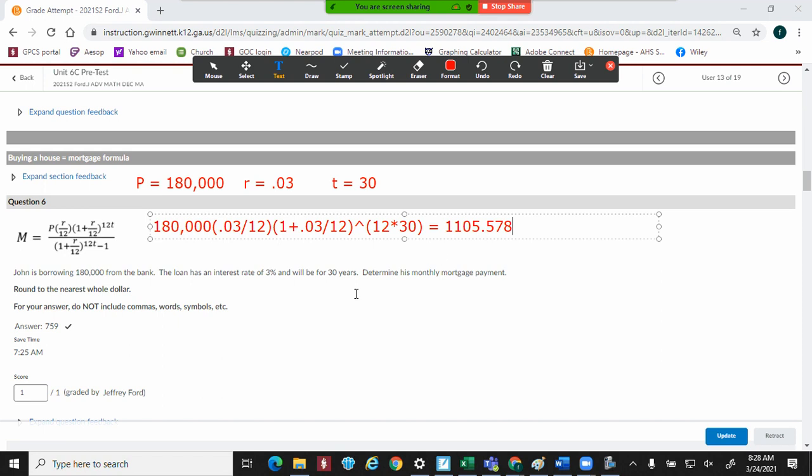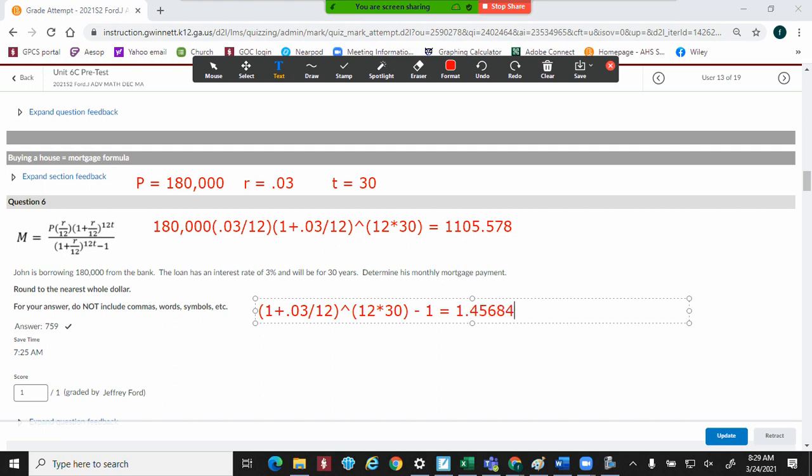Okay? Now, my denominator is going to be parenthesis 1 plus 0.03 divided by 12, close parenthesis, caret 12 times 30, minus 1. Now remember, if you have a scientific calculator, you're typing it in exactly the way I'm writing. That gives 4.568422 and so on. But again, remember, you are using the first three numbers after the decimal, no rounding.